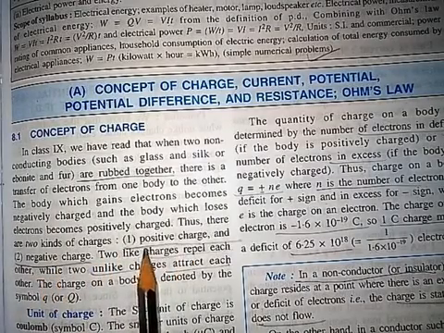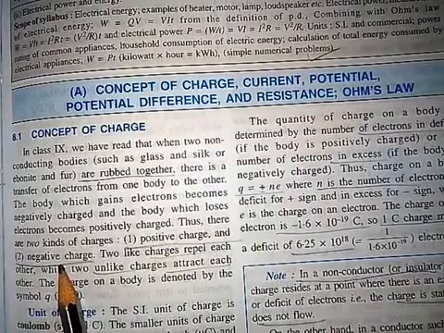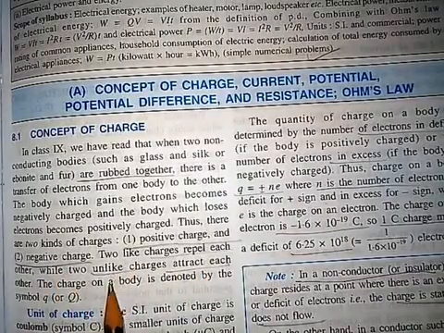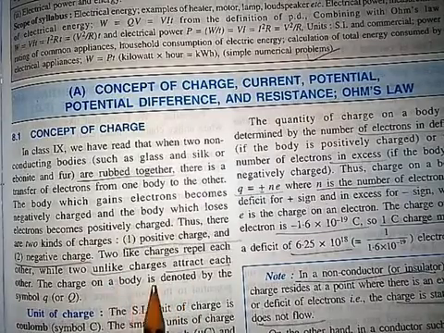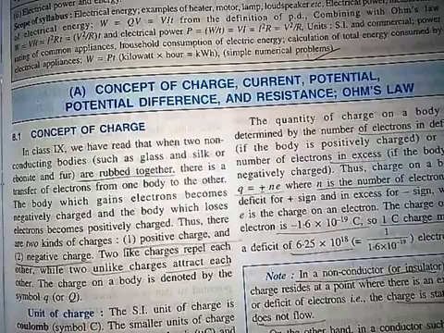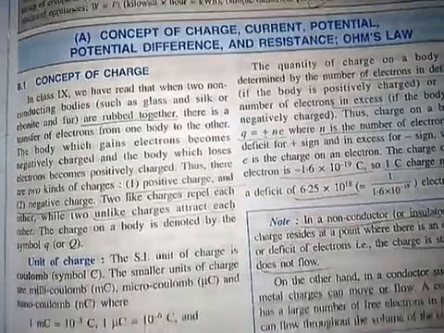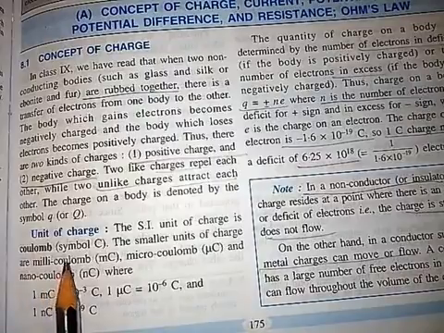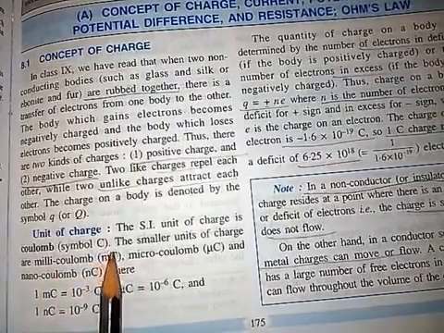Charge is of two types, positive charge and negative charge. Two like charges repel each other while two unlike charges attract each other. The symbol of charge is small q or capital Q, and the unit of charge is the coulomb, which is symbolized by capital C.